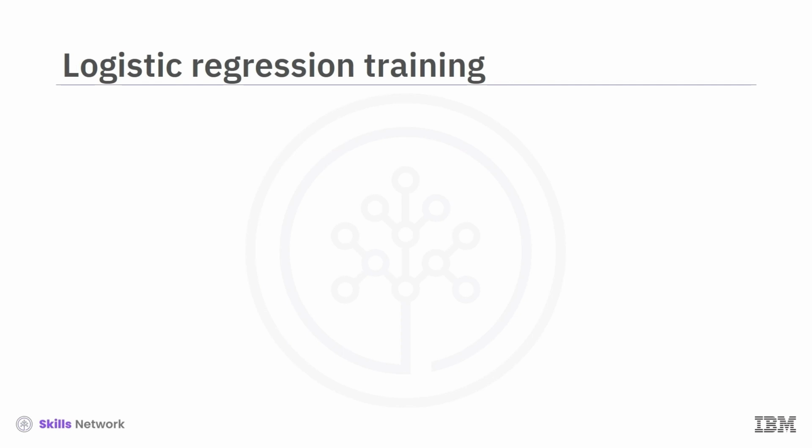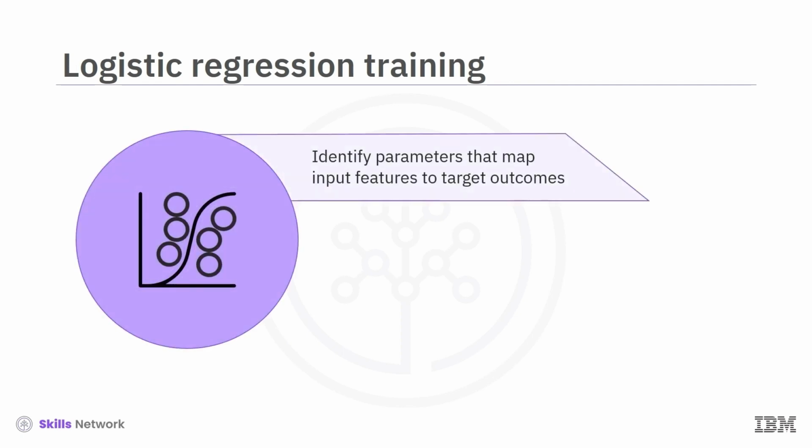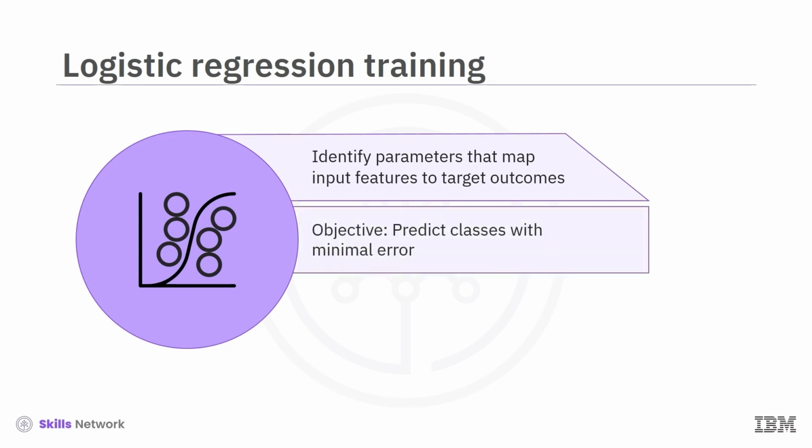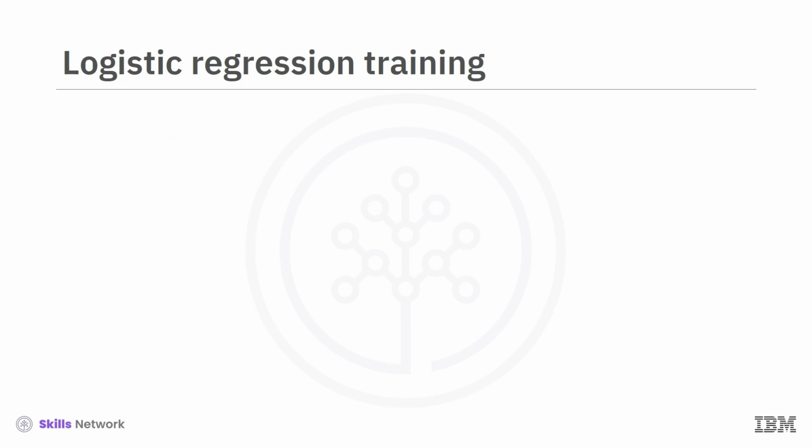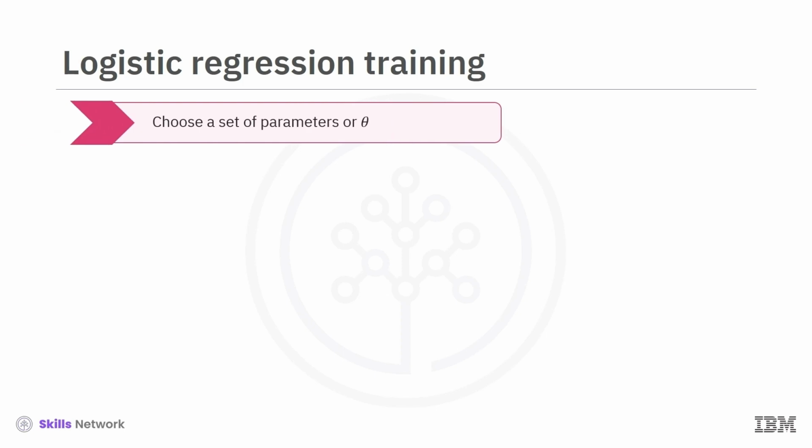In logistic regression training, you look for the best parameters that map the input features to the target outcomes. The objective is to predict classes with minimal error. The training process seeks to find a set of parameters, also known as theta, that minimizes the cost function. The process of training a logistic regression model comprises several steps. First, you have to choose a starting set of parameters called theta.